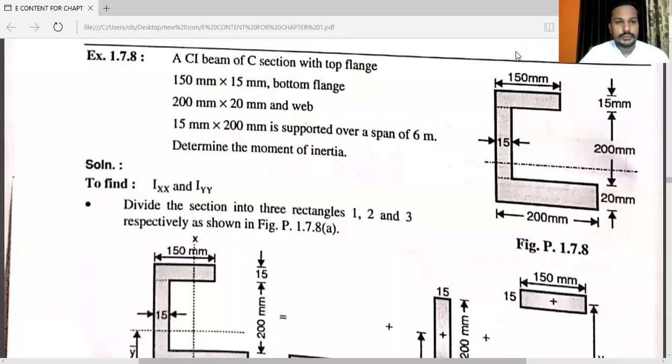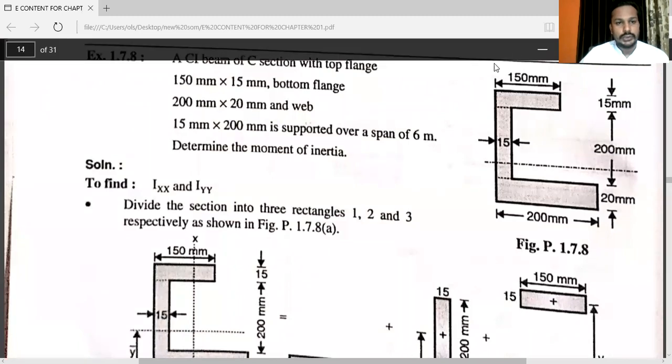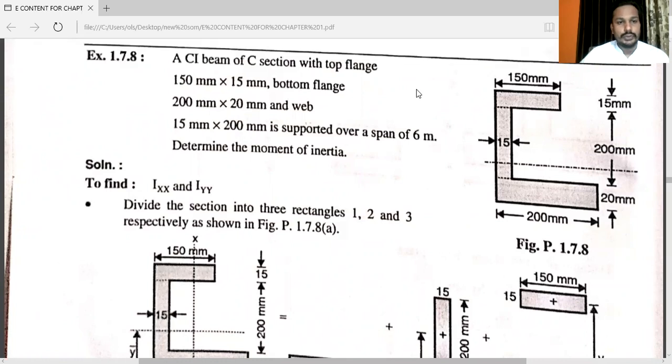Hello friends. Now we are going to start our new problem. In the previous video, we have seen how to calculate moment of inertia of I section. In this video, we have another section, that is C section.